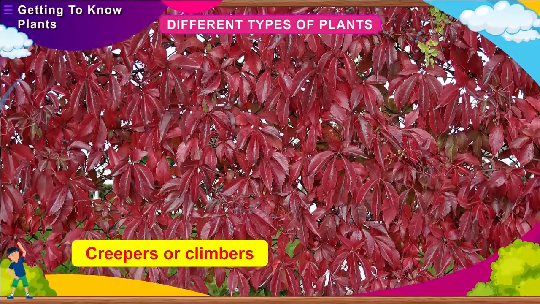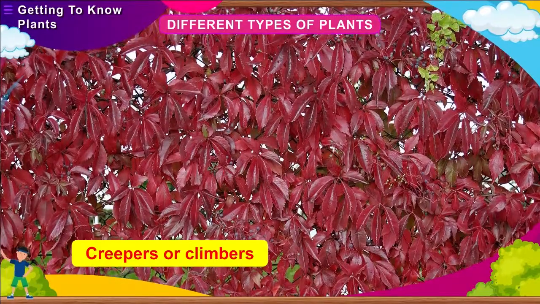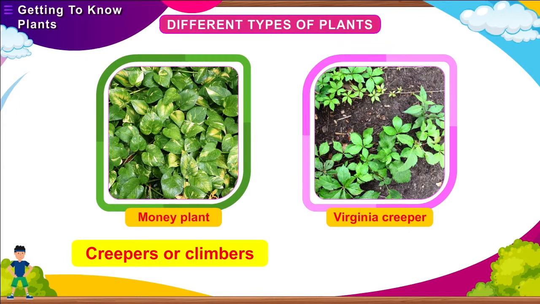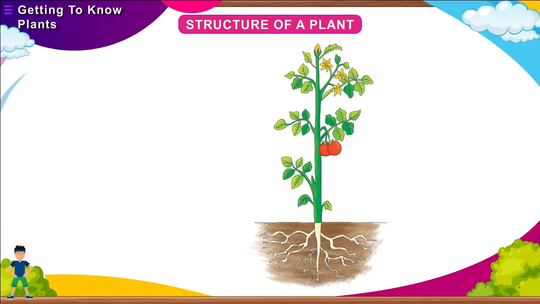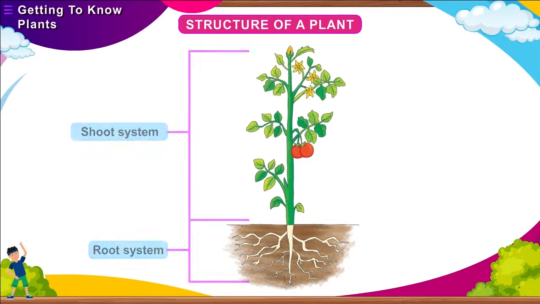Creepers or climbers. These plants are different from herbs, shrubs, or trees. They have a weak stem and cannot stand upright. Some examples are money plant, Virginia creeper, and so on. Structure of a plant. The structure of a plant can be studied under two heads. They are the root system and the shoot system. The part of the plant under the ground usually forms the root system, while the portion of the plant above the soil is the shoot system.